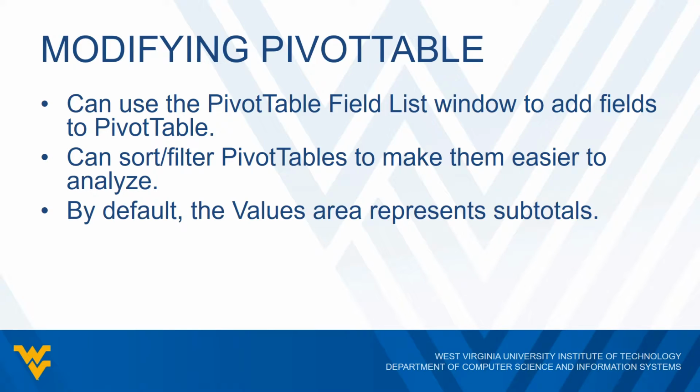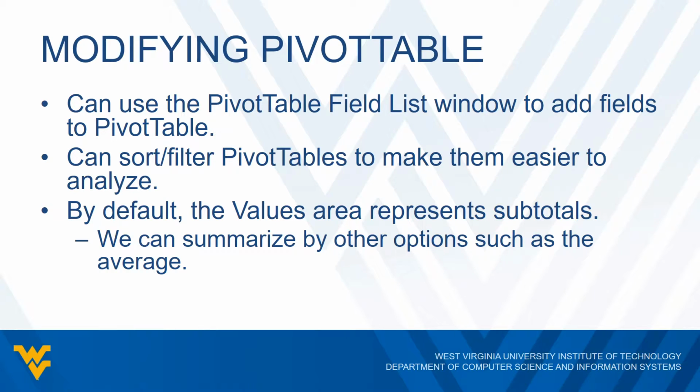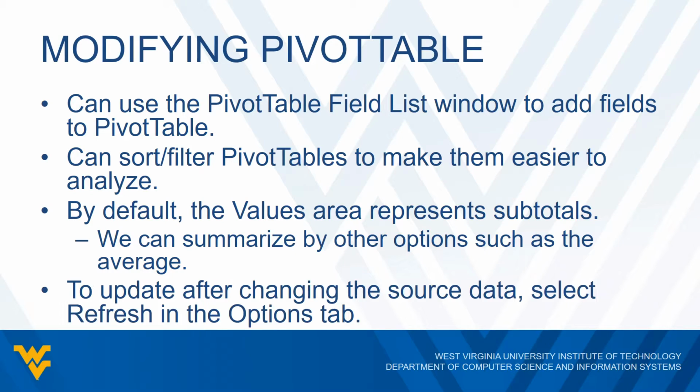Now by default, the values area would represent the subtotals. So this means that we could summarize by other options such as the average or the min or the max. And then whenever we make changes to the source data, because maybe that data changes, if we want to update the values associated with it, we can select refresh in the options tab. So maybe we realized there was an error in the original data. We can go back to the spreadsheet, make some changes to the data, and then go back to the pivot table. At first it looks like it didn't update, but if you select this refresh option in the options tab, then it would automatically update the pivot table with the new data in the corresponding spreadsheet.